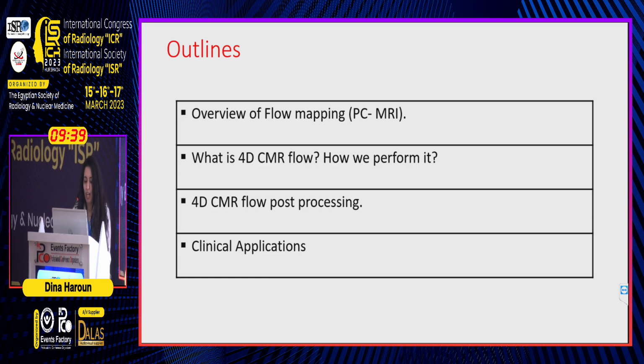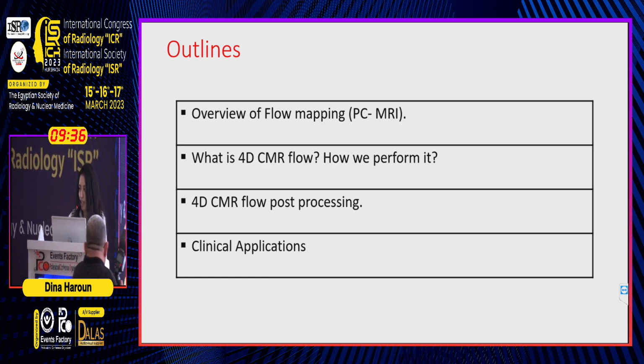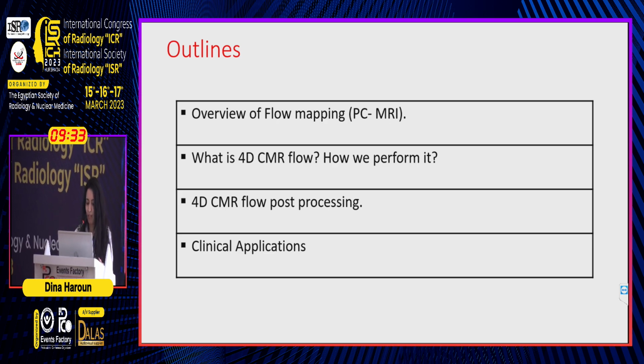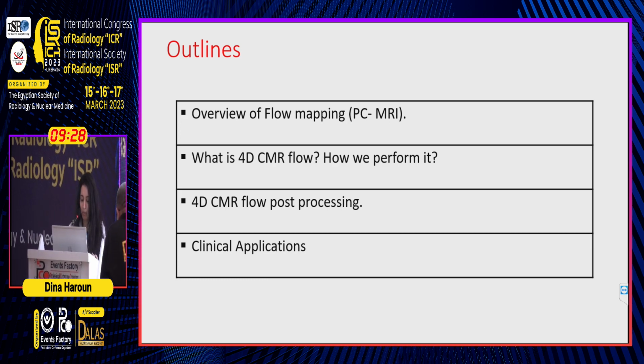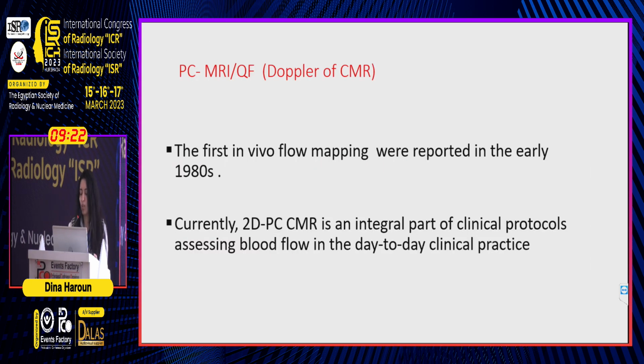Those are the outlines of the lecture: overview of the flow mapping, the phase contrast MRI, which is called the 2D flow, what the 4D flow is, how we perform it, the 4D CMR post-processing, and the clinical applications. The overview of the 2D flow: the first in vivo flow mapping was reported in 1980. Currently, the 2D flow is an integral part of the protocols in assessing blood flow in day-to-day practice. It means that in every case of cardiac MRI we acquire, we have to take the 2D flows.